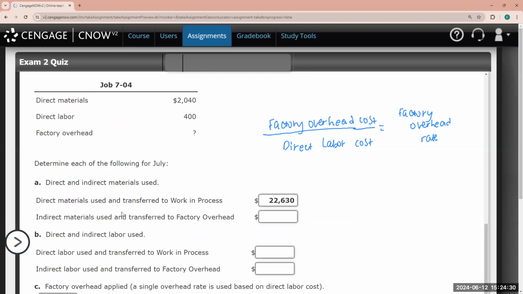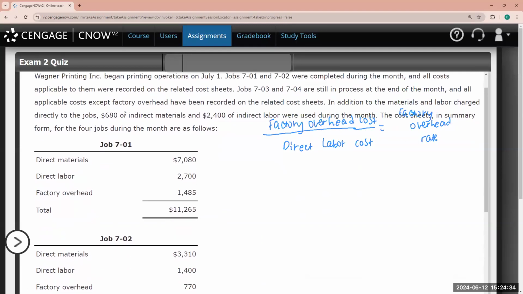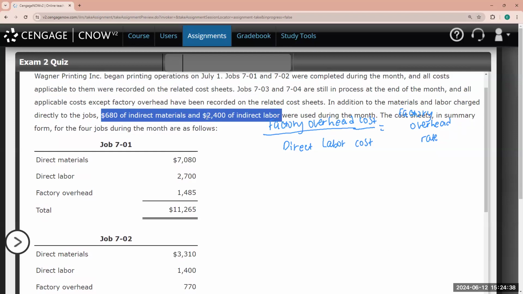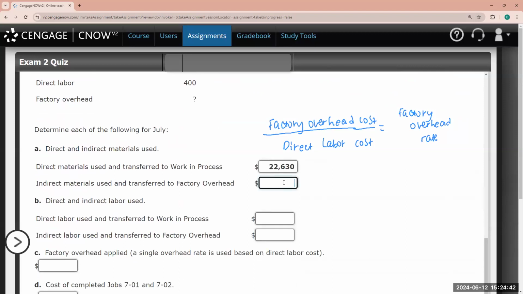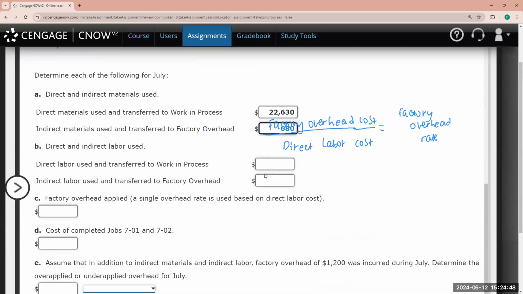Now it's also asking us for our indirect materials. As it relates to the indirect materials, there's no math that needs to be done. That information is given. We have 680 for indirect materials and 2,400 for indirect labor. So we can input that information now.